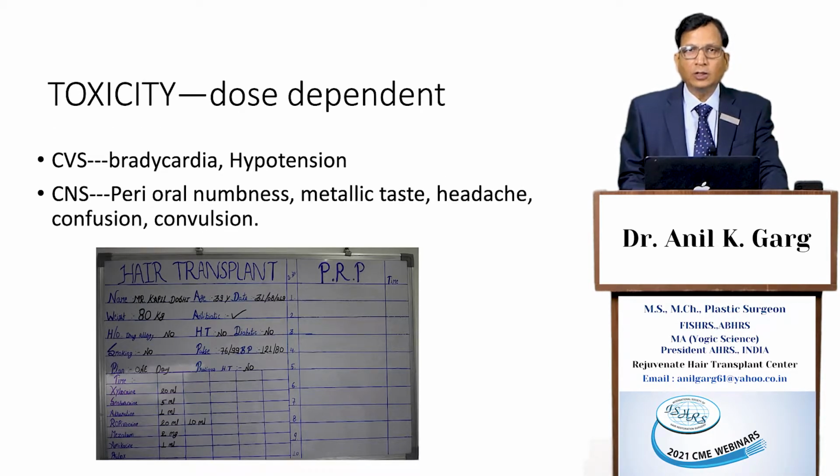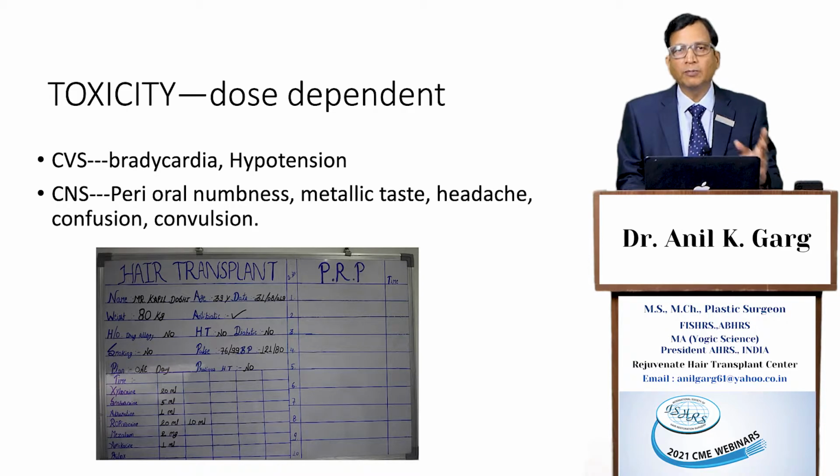Then toxicity of the local anesthetic drug is dose dependent. If you exceed the safe dose, then there can be cardiovascular toxicity in the form of bradycardia and hypotension, and CNS toxicity, which may start with perioral numbness, metallic taste, headache, confusion, and then convulsion, and if not treated in time, it may even lead to death.